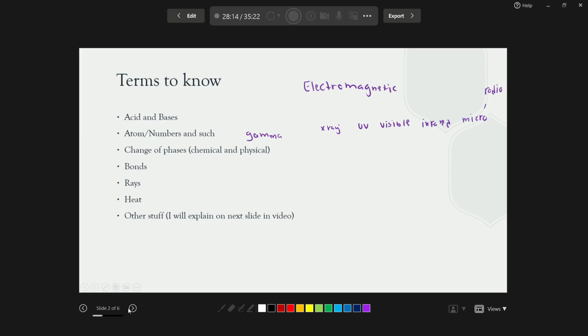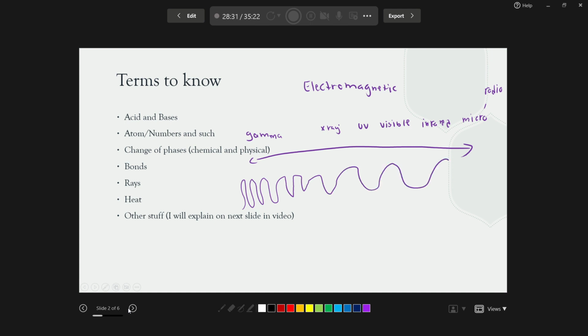So what this is, the electromagnetic spectrum, is basically talking about the high energy. So your gamma rays are going to have the most energy, and as you get further down to radio waves, they get less and less frequent. They get less and less intense. So in terms of frequency, understand that frequency increases that way. So frequency and your wavelength are inversely related.